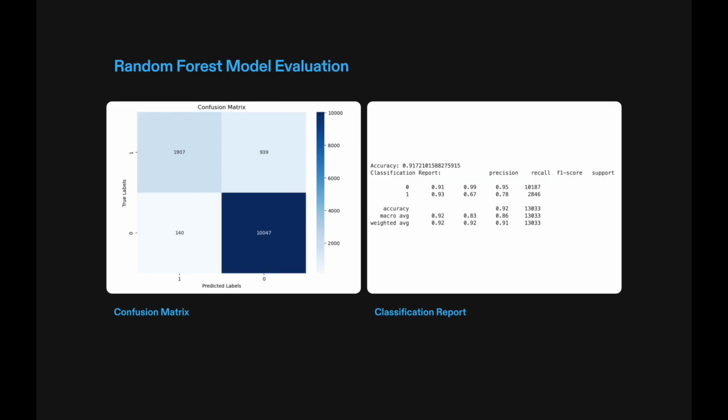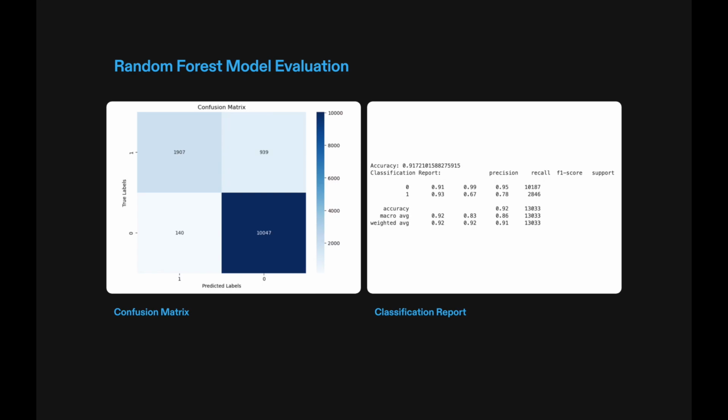The performance of the random forest model was evaluated with a confusion matrix. It indicated that there were 1,907 true positives and 10,047 true negatives for loan approval. If you're following along with the chart, we can also see there were 939 false positives. The model predicted the applicant's loan would be approved when the loan was actually declined.